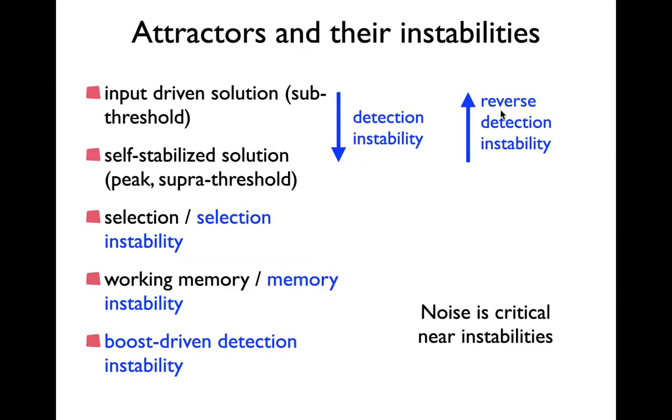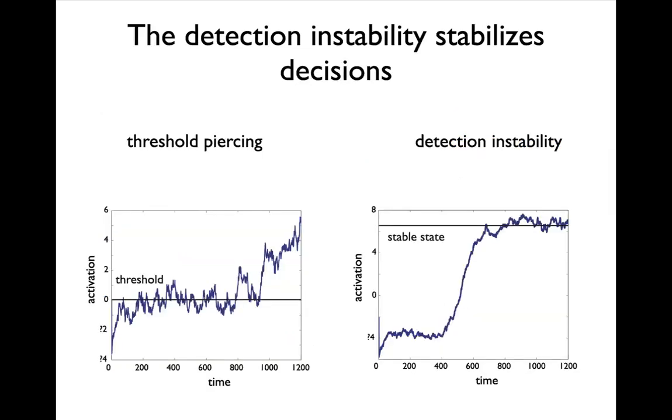The detection instability, the reverse one, the difference between a subthreshold versus a peak suprathreshold solution, what selection means. So this is detection, right? Going from this to this, that's reverse detection. Understanding selection, knowing what working memory means, and maybe the boost-driven detection instability is like the most fancy one.